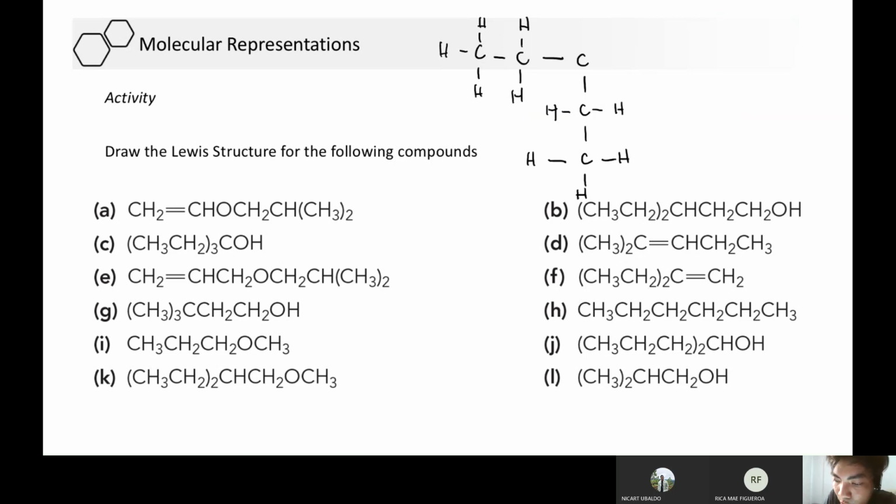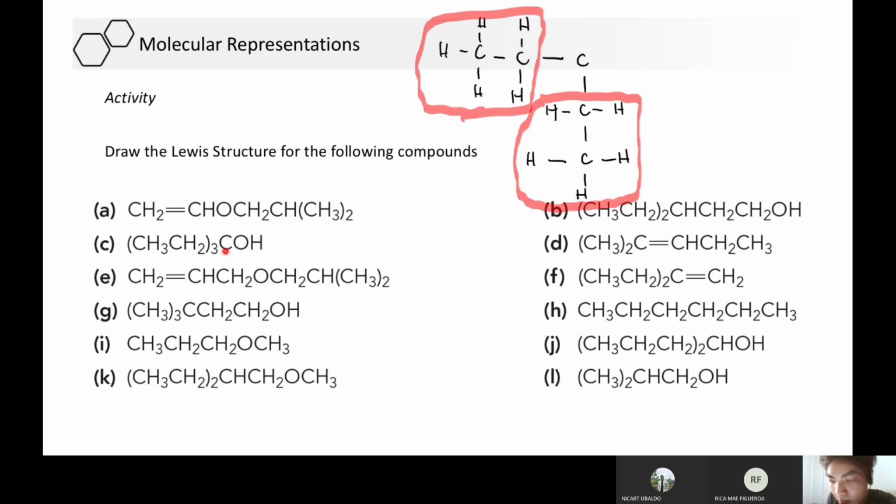Yeah, so I have here my CH3, CH2. Ito yung dalawang CH3, CH2. Ayan. And this one. And they are connected to this carbon. OH. Paano yan? Sige. Itong part na to, papaisip tayo.